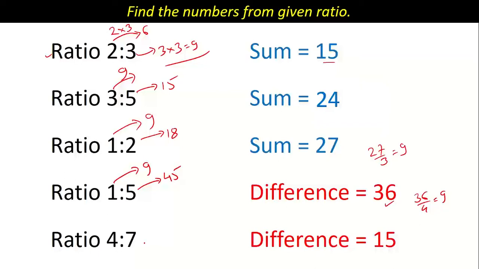Let's take one more example. The ratio is given as 4:7, whereas the difference is given as 15. So 4 parts, 7 parts. Difference is 3 parts. So 3 parts is given as 15. So 1 part has to be 15 divided by 3, which is 5. So 4 parts, 4 5s are 20. 7 parts, 7 5s are 35.